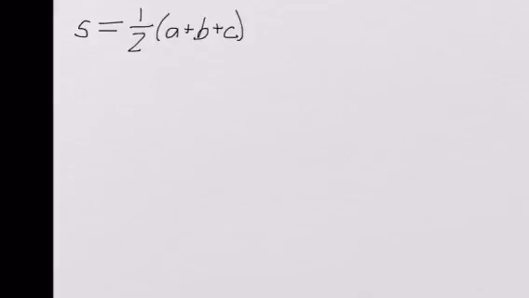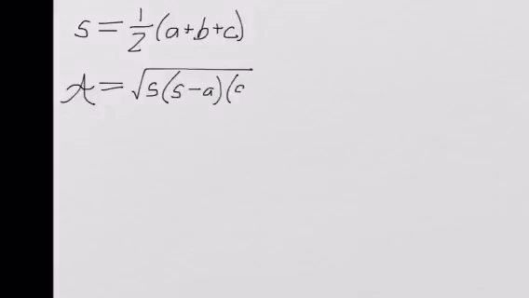So now, under Heron's formula, the area of a triangle will be area, and I should use script A here so we don't confuse it with the angle A, is equal to the square root of S multiplied by S minus A, multiplied by S minus B, multiplied by S minus C. So all of that is underneath the square root.